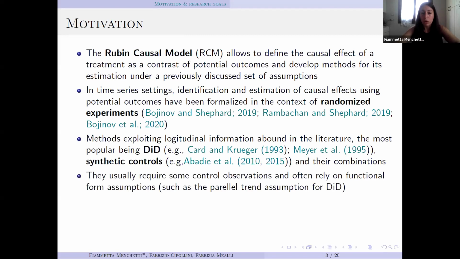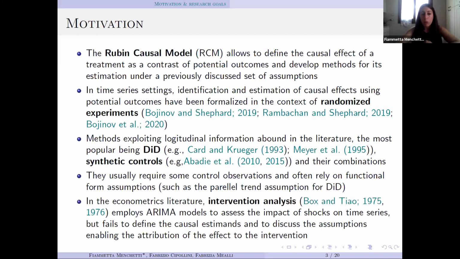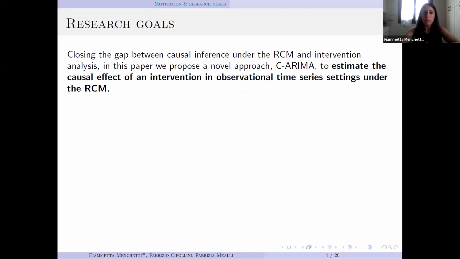However, these methods usually require some control observations that we do not have in the context of our empirical application, and often rely on functional form assumptions, such as the parallel trend assumption for the difference estimator. A little far away, in the econometrics literature, intervention analysis employs ARIMA models to assess the impact of shocks on time series. So it doesn't need control observations, but fails to define the causal estimates and to discuss assumptions enabling the attribution of the uncovered effect to the intervention.